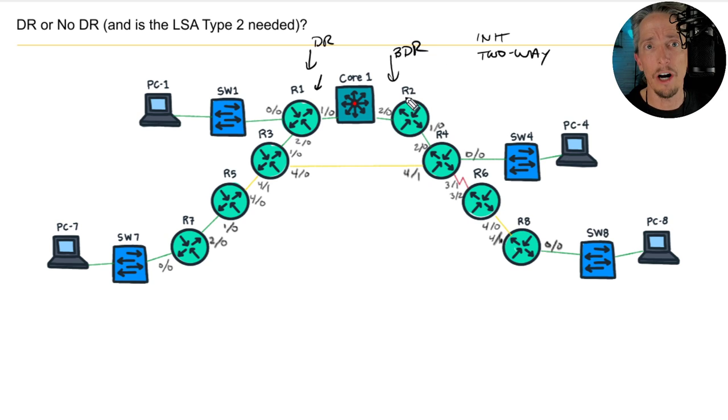And even though R2 could have a higher OSPF priority on the interface, or the best router ID in town, and those are the two factors, by the way: who has the highest OSPF priority on the interface, and if they're equal, who has the highest router ID. But if R1's already the DR, it's a done deal. There's no preempting. R2's not going to come in and take over.